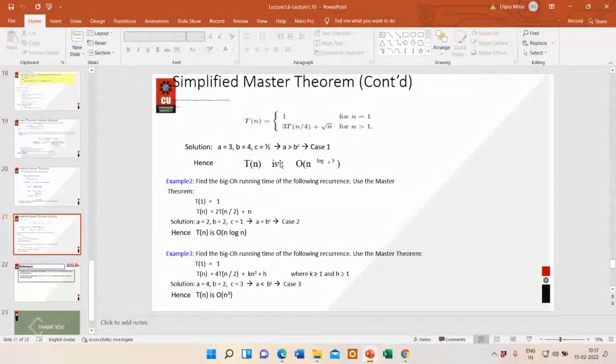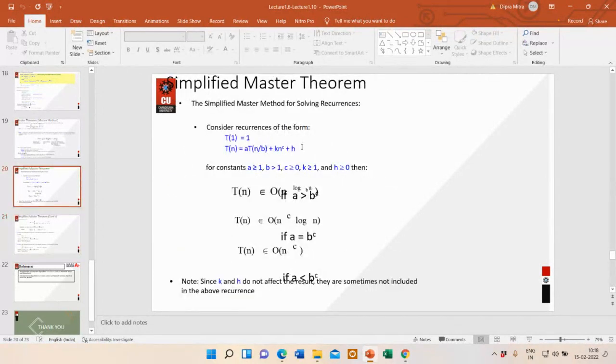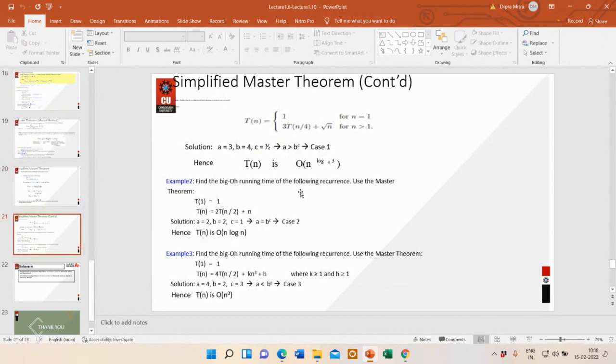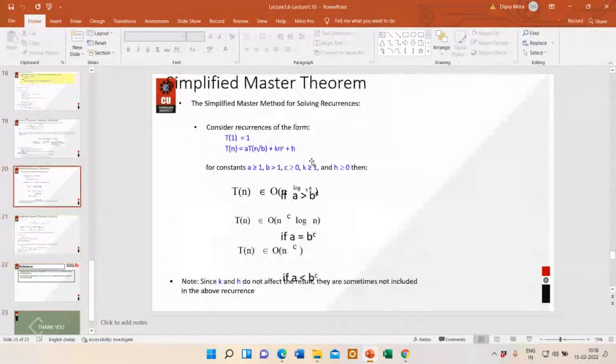Now you can see it is written a greater than b to the power c, a equal to b to the power c, a less than b to the power c. These are the conditions. I need to check which condition is satisfied here. I am writing a greater than b to the power c first because I will check all the conditions one by one.